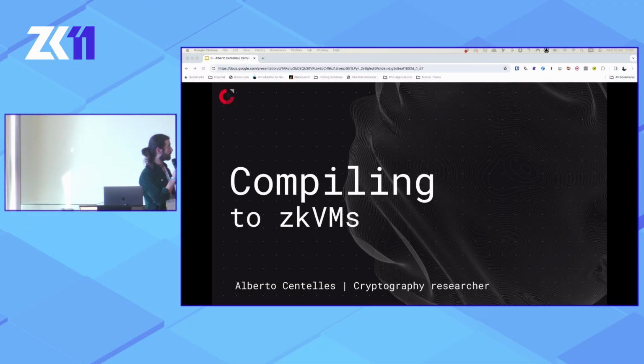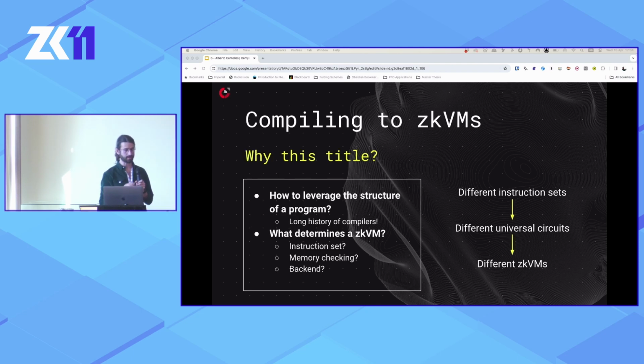So today I want to talk about compilers and ZKVMs. Why is that? Well, as we know, ZKVMs are quite expensive. The time it takes to compute a normal program on a ZKVM is generally 1,000,000 times slower than the time it takes to just compile to a circuit directly. So the question I was posing was how we can leverage the structure of a program using compilers.